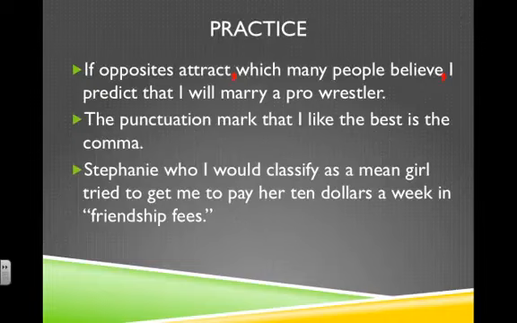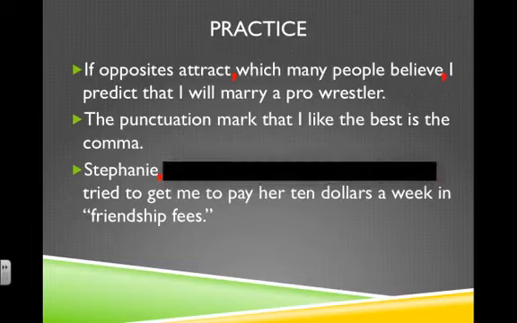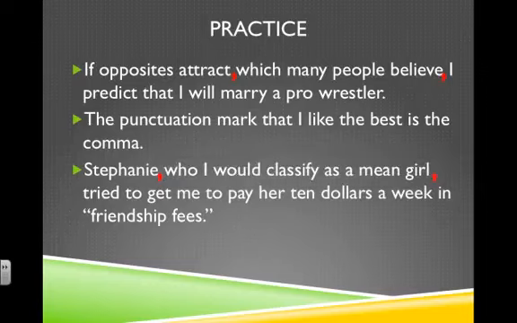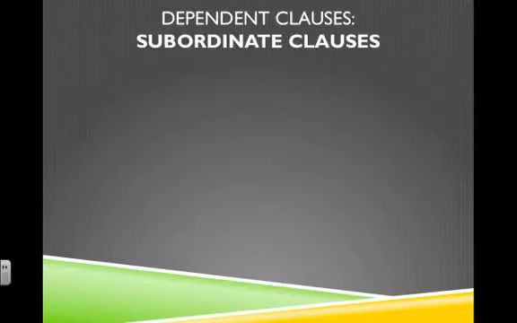Stephanie, who I would classify as a mean girl, tried to get me to pay her $10 a week in friendship fees. My adjective clause here is who I would classify as a mean girl. I've got commas around it because I can take it out and I'm still talking about Stephanie. I'm not restricting to a certain Stephanie. So in that case, I do need commas.